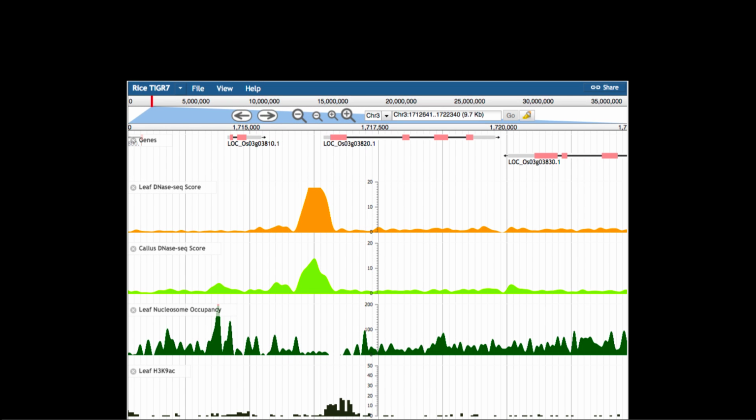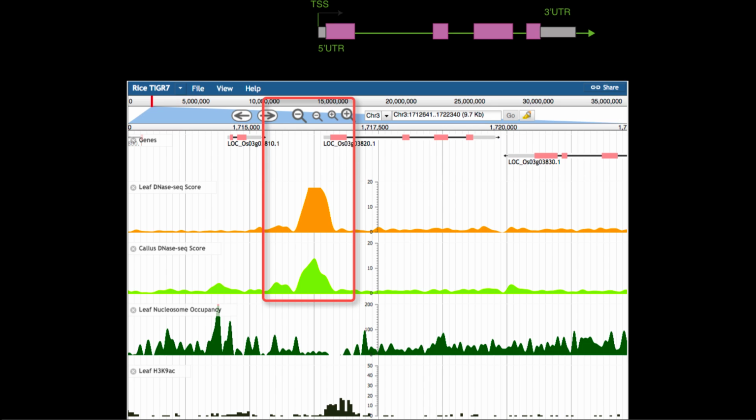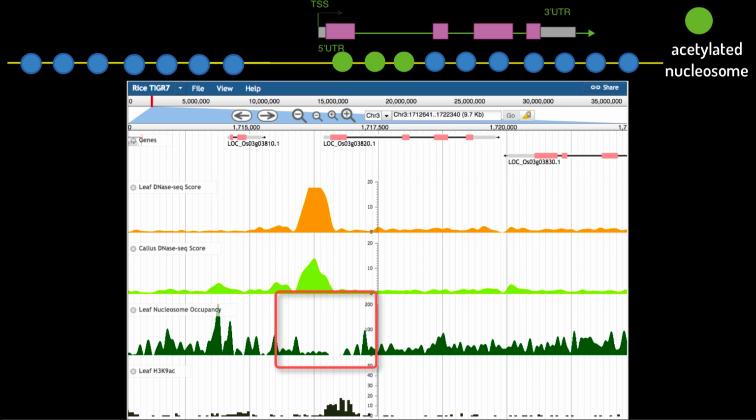To summarize all this, let's look at another example. Here is a gene transcribed left to right with a strong hypersensitive region at its 5', a nucleosome depleted region, and a decent H3K9 acetylation signal immediately downstream of the hypersensitive site. The cartoon illustrates the corresponding regulatory features.